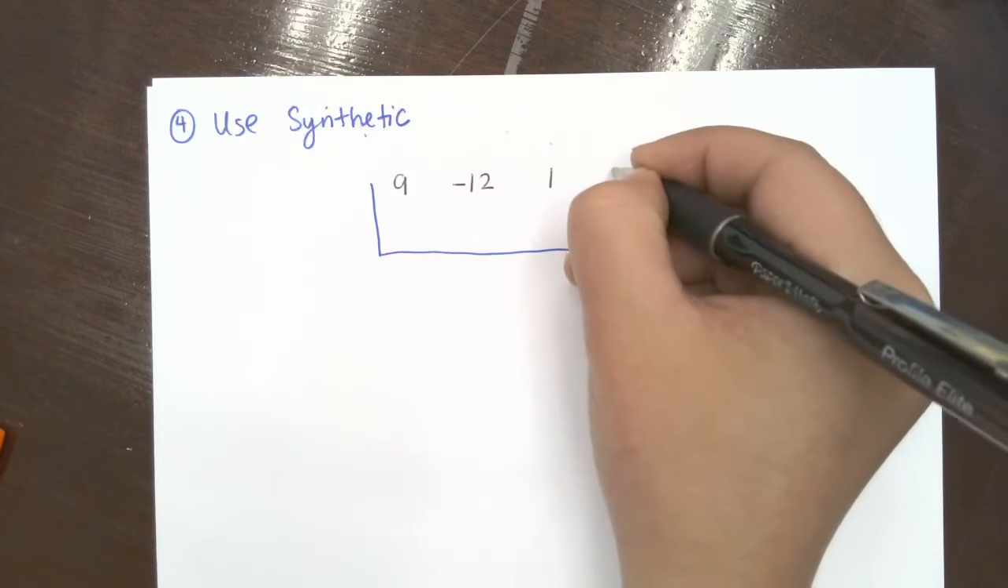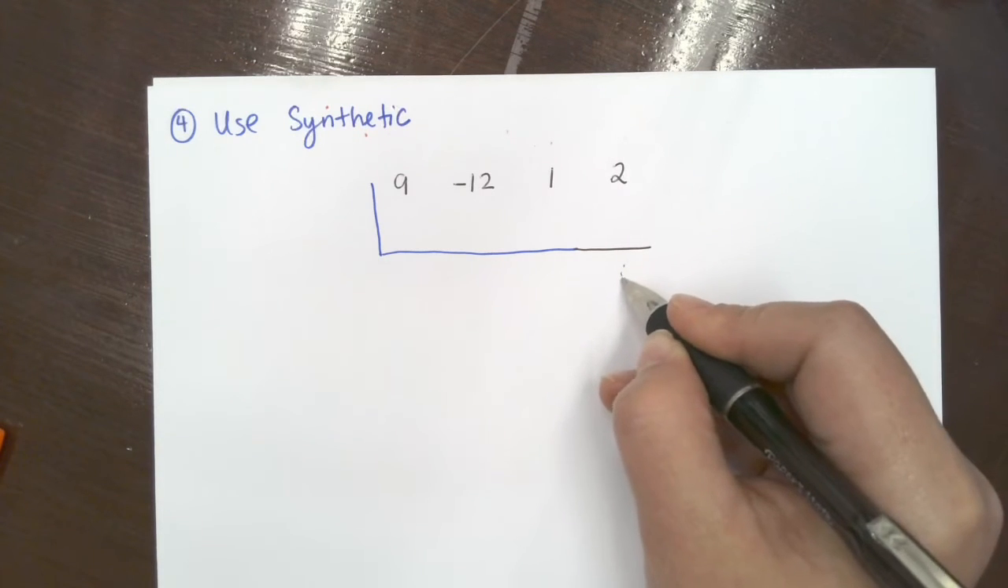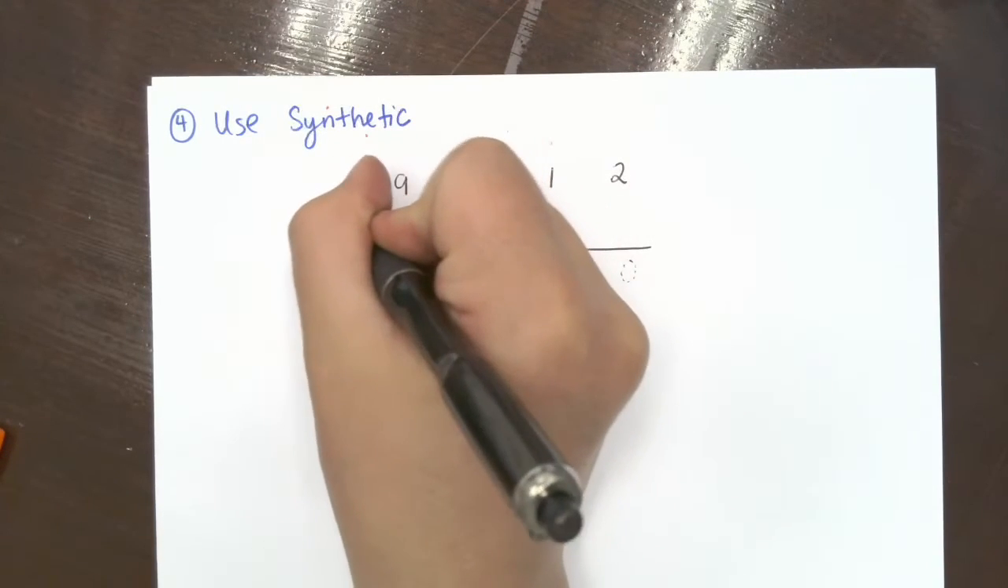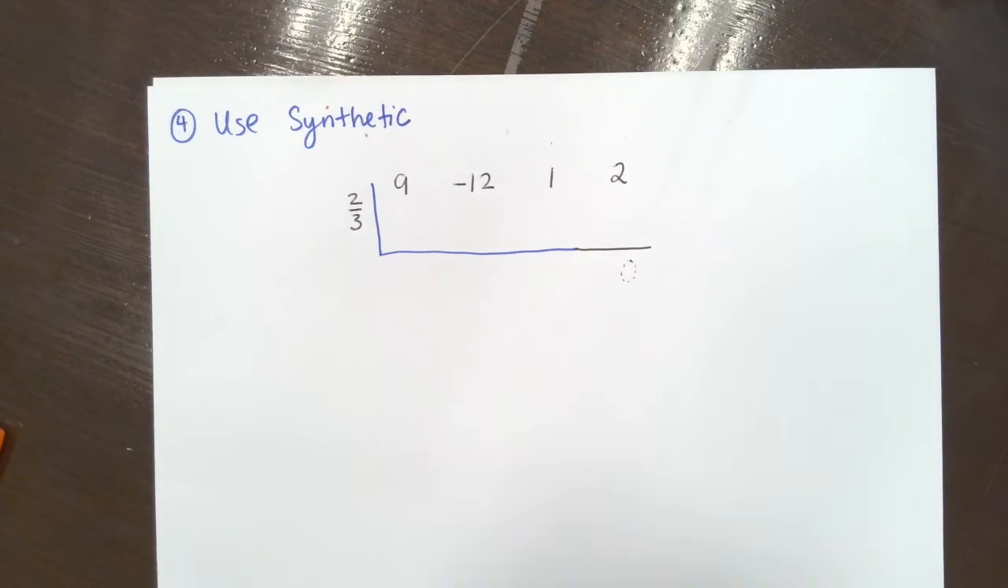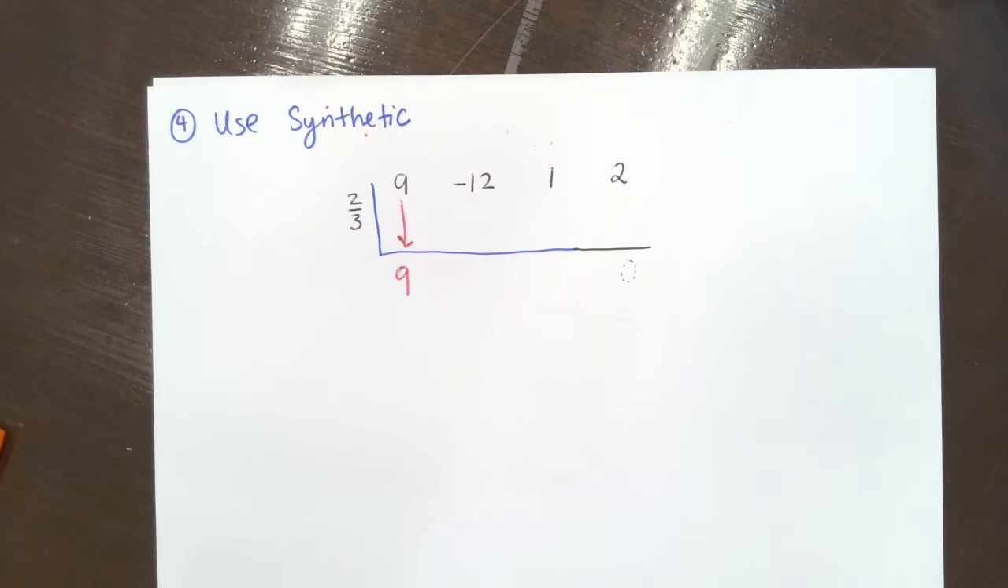Now, because we know that a root is 2/3, this should always have a remainder of 0. We have to check, but it should have a remainder of 0. So we have 2/3. We're going to bring down 9. And for this, I do encourage using a calculator. Obviously, it's fractions. But the way you're going to do this, here's a thinking bubble.